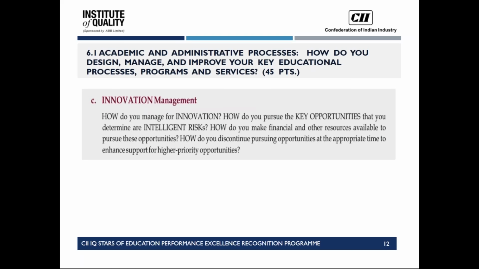And the final area under the subcriteria 6.1 is on innovation management. And here the institutions must look by asking these questions. How do the institutions manage for innovation? How do you pursue the key opportunities that you determine are intelligent risk? And how do you make financial and other resources available to pursue these opportunities? And finally, how do you discontinue pursuing opportunities at the appropriate time to enhance support for higher priority opportunities?